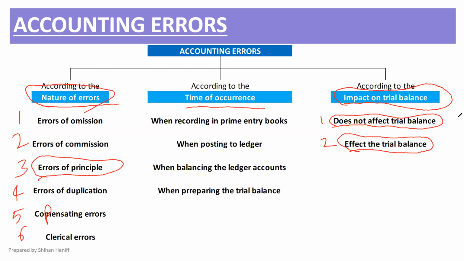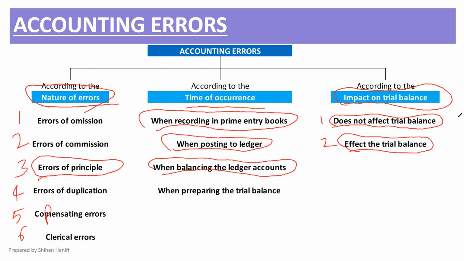According to the time of occurrence: either when recording in the prime entry books, you record in the wrong prime entry book, right? Or when posting to the ledger, a wrong amount, or a debit is recorded as a credit, or a credit is recorded as a debit. Or when balancing the ledger accounts, when getting the total values or the difference, or when preparing the trial balance. So those are the times of occurrence. Let's see some examples.